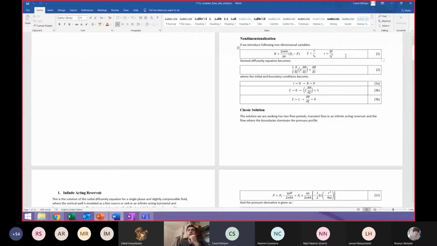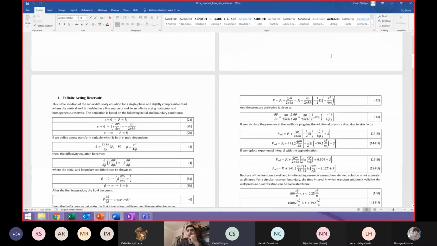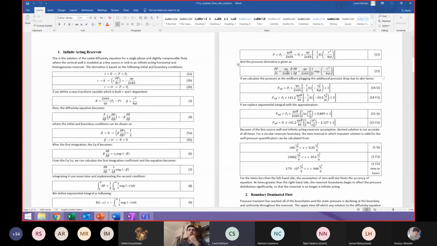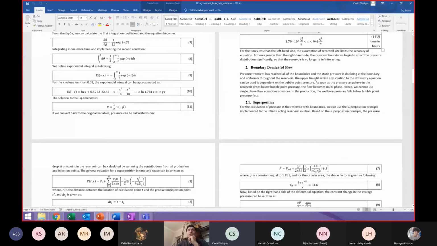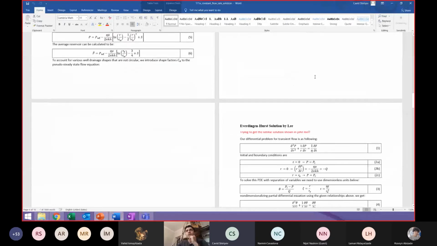We need to make sure that our time interval is in between the endpoint times. Initially it's affected by the wellbore conditions, and later it's affected by the reservoir boundaries. So for the infinitely acting reservoir, we need to make sure that our time is in between this region.